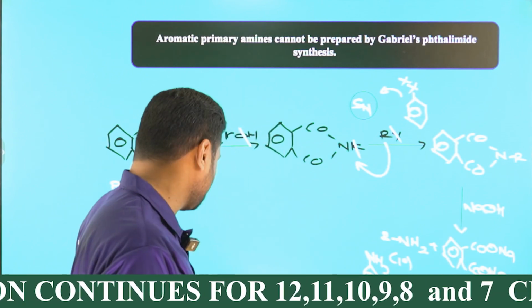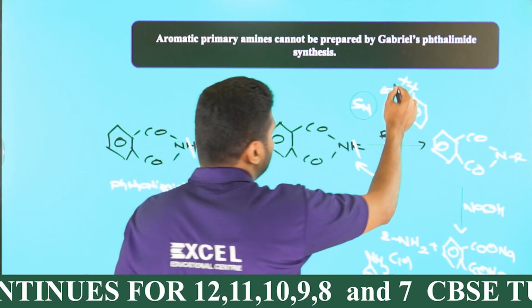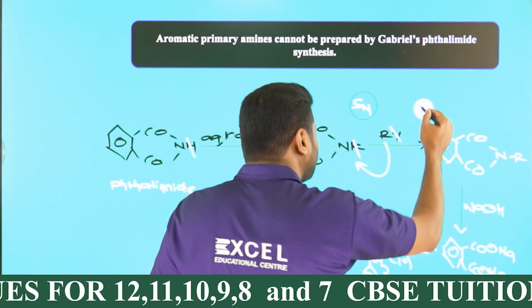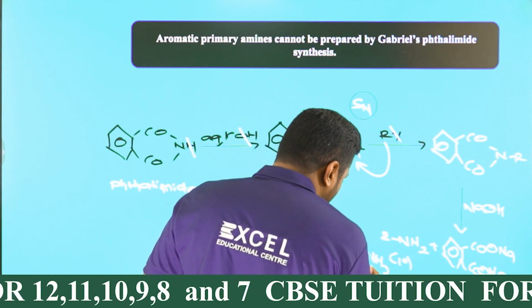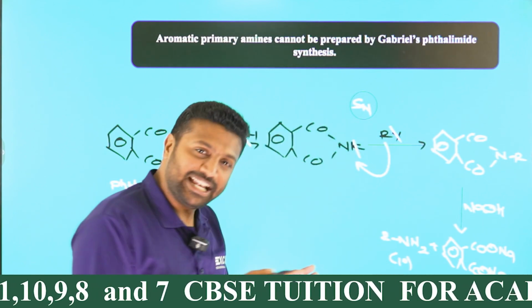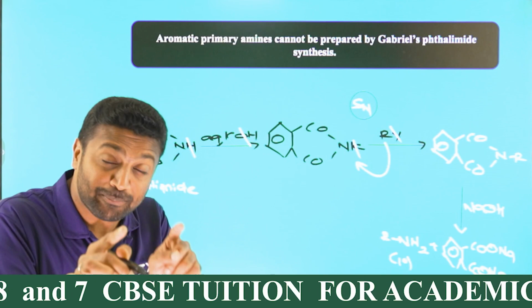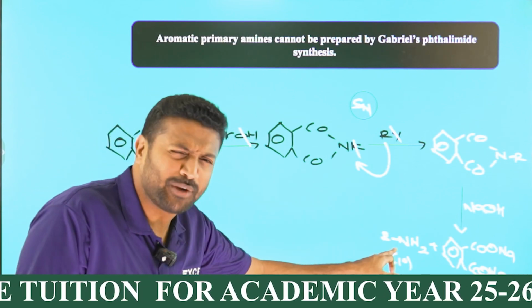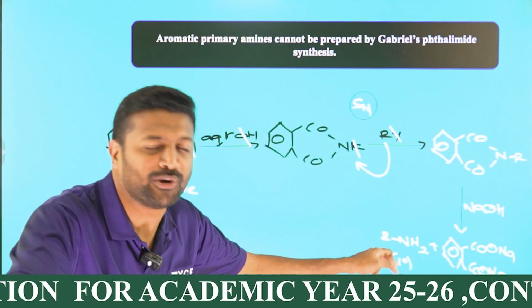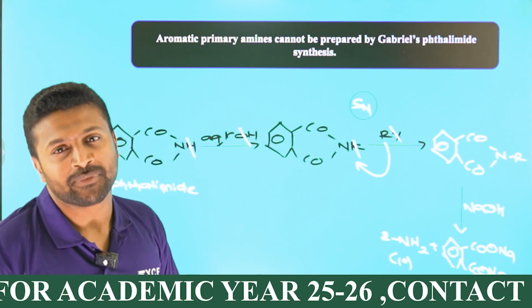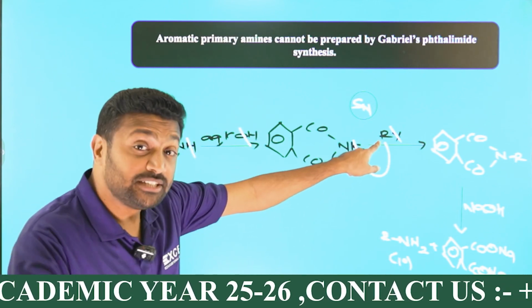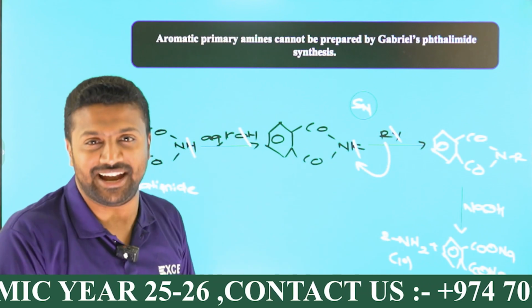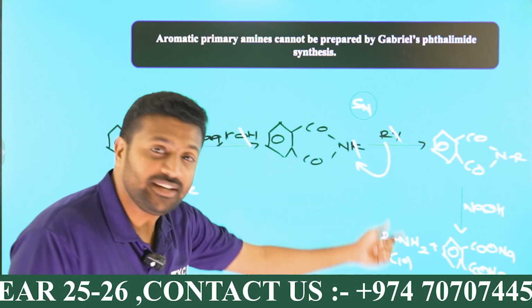Hope you are fine. Once again, guys, the Gabriel phthalimide synthesis is used for preparing aliphatic primary amine. If you want to prepare aromatic primary amine, benzene ring with NH2, using the same method, instead of alkyl halide the chosen compound should be aryl halide. If you are using RX, we are getting RNH2.